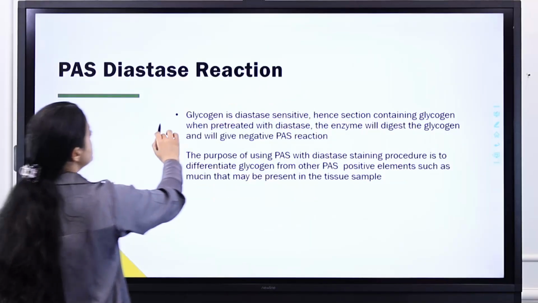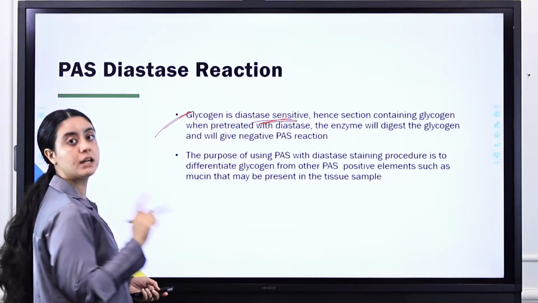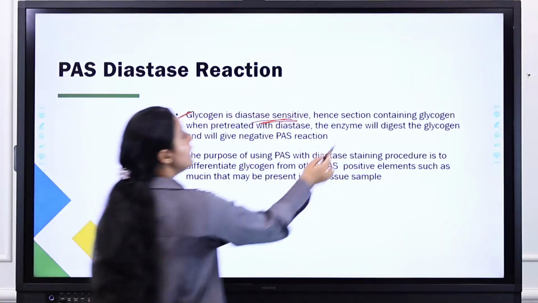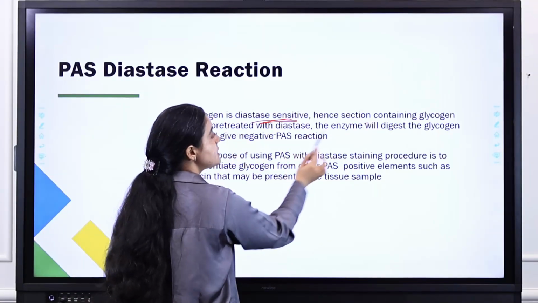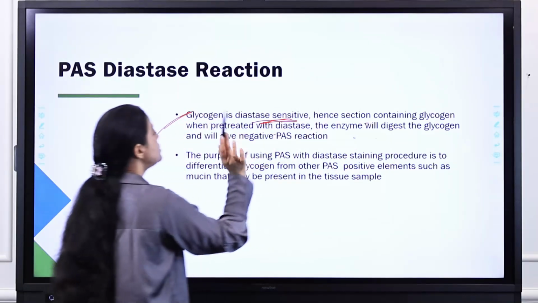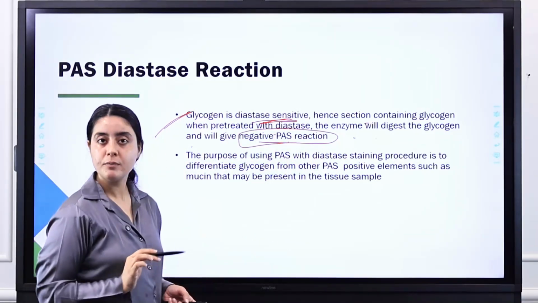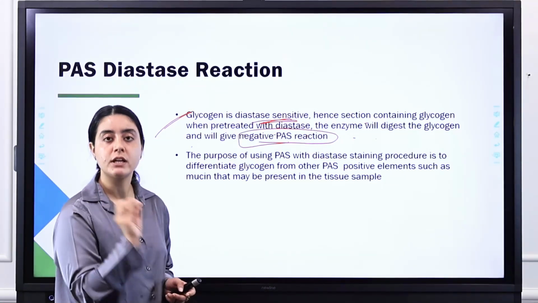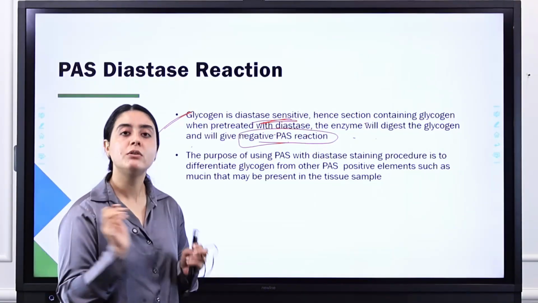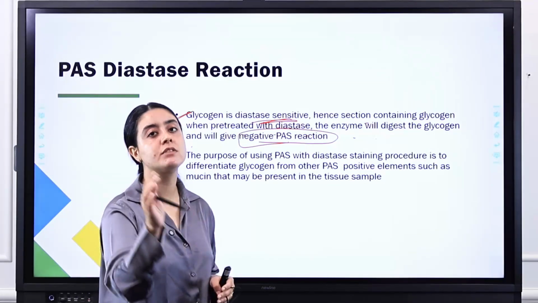Yes, PAS diastase reaction. Glycogen is diastase sensitive, as I have told you. Hence sections containing glycogen, when pre-treated with the diastase, the enzyme will digest the glycogen and will give a negative PAS reaction. If there was glycogen present in the slides, it will be digested with the help of the diastase, and PAS negative results will be there.